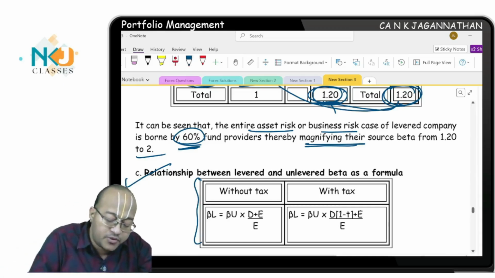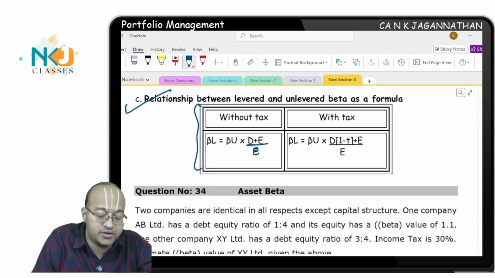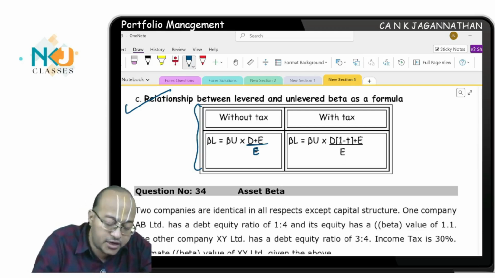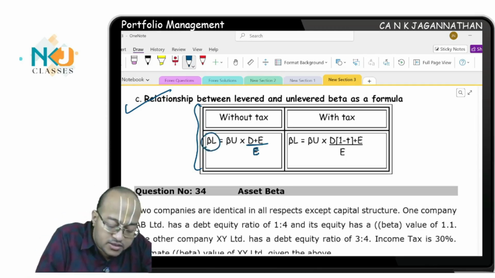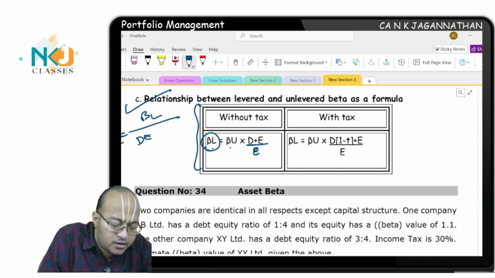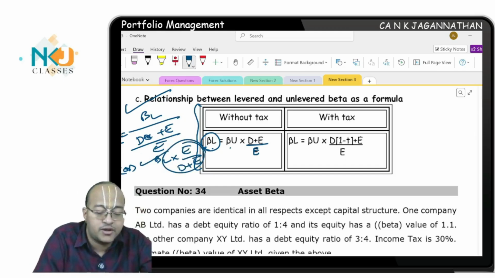Very simple. What is beta unlevered? Beta levered is equal to beta unlevered into debt plus equity divided by equity, when the tax is not given. This is from beta unlevered to beta levered. If you want to find beta unlevered from beta levered, very simple: beta levered divided by debt plus equity divided by equity, or beta levered into equity by debt plus equity. Are you all understanding? Like this you can find it out.